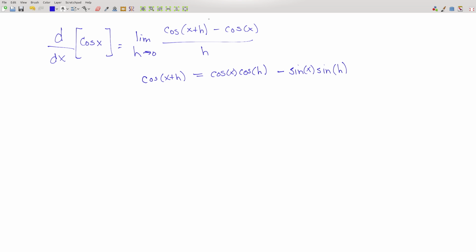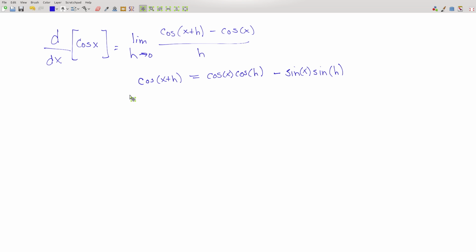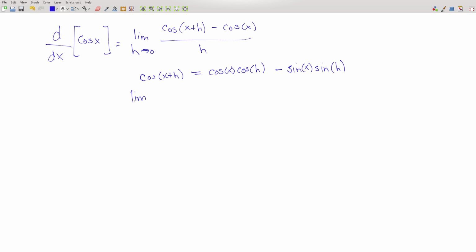So I'm going to rewrite what I started with, replacing the cosine of x plus h with this expression using this sum of angles formula. And when we do that, we get the limit as h goes to 0 of the cosine of x times the cosine of h minus the sine of x times the sine of h. And then we have this minus cosine of x right here, which I'll write down, the minus the cosine of x. Okay, and this is all over h.